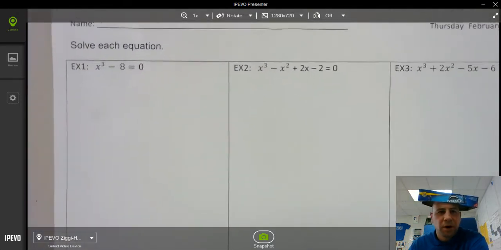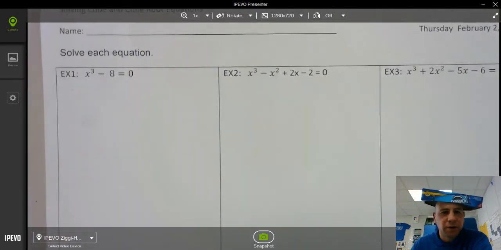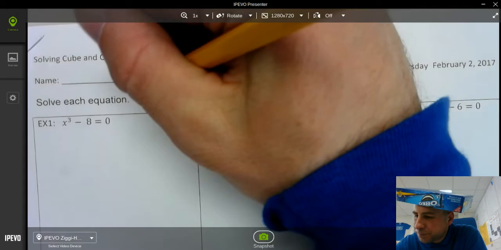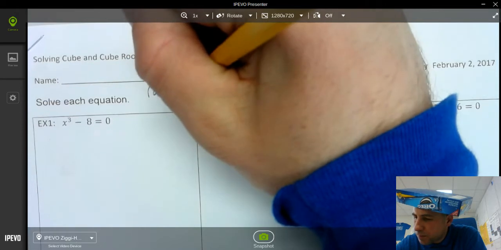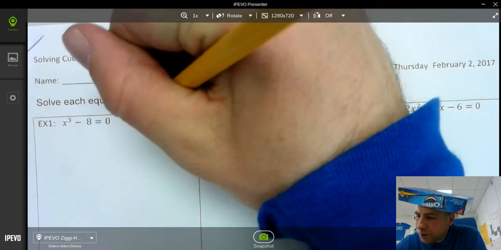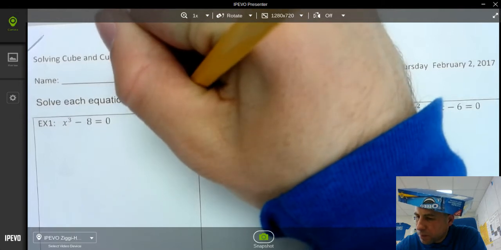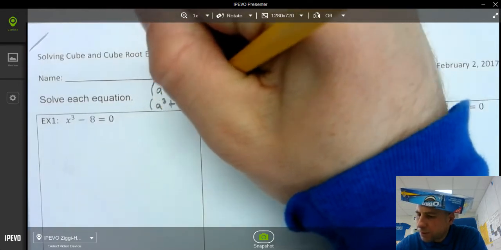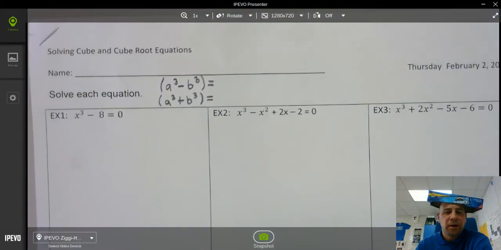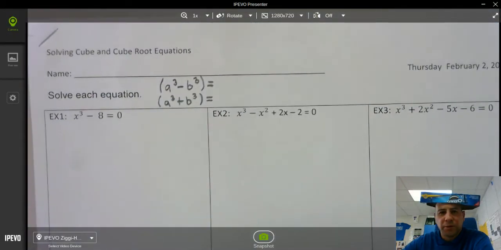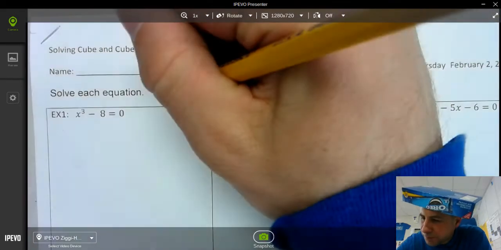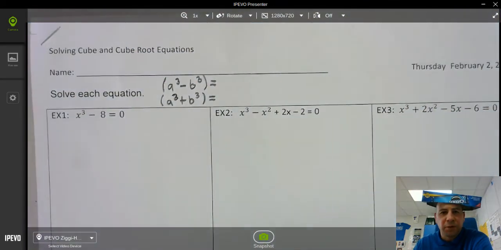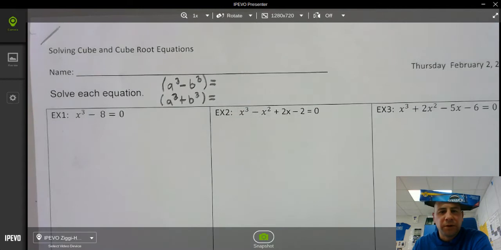Example 1. Step 1, factor. It looks like here we're going to factor using the difference of cubes. So what you need to do is pause the video and in your notes find factoring sum and difference of cubes. That should be it, number 3. Once you found those, write those two formulas right there.